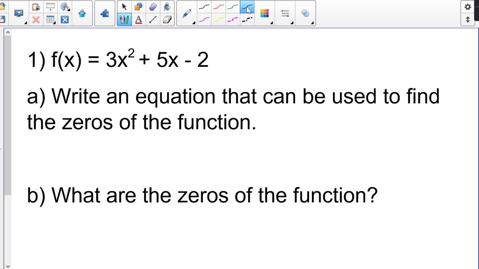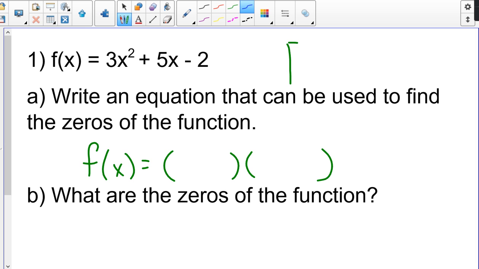Okay, when it's factored, it's going to look like this: f of x equals one binomial times another binomial. Then we could set each factor equal to 0 and find the zeros of the function, which are the x-intercepts on the graph. How do I factor 3x squared plus 5x minus 2?